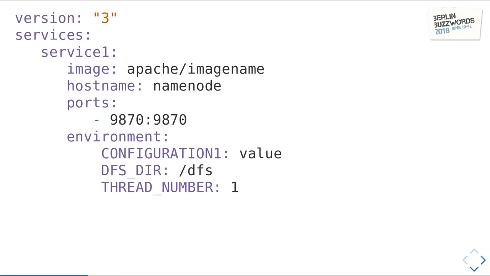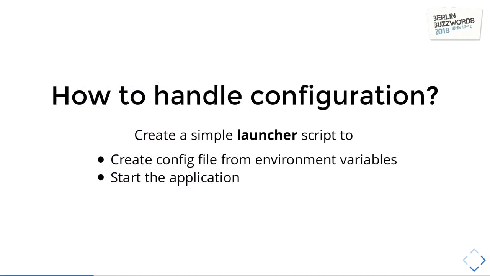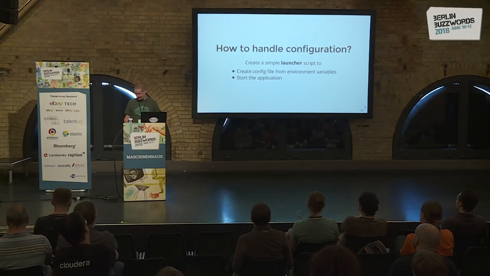So what I would like to use is just a set of environment variables. So what can I do? Yeah, I can create a launcher script. So it's not a big deal, right? It's very easy to map something. And the launcher script could create the configuration files. And after that, the good old distributed application could be started, for example, Hadoop. So it's just a few lines of code.